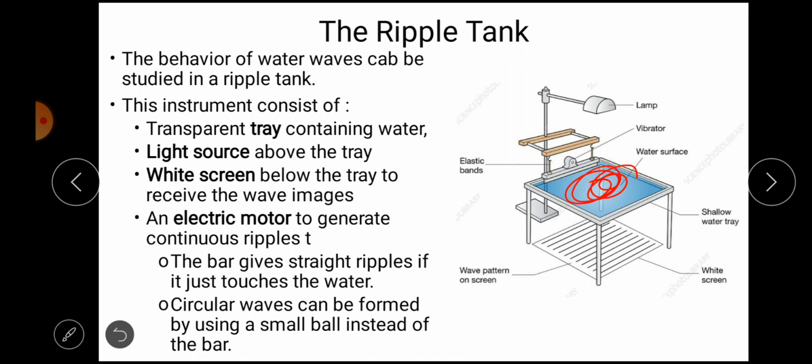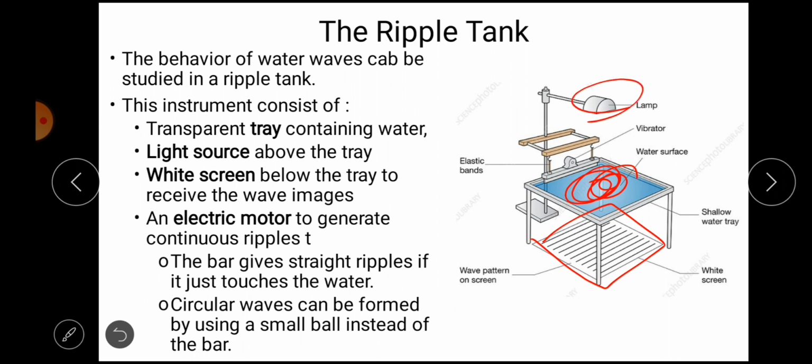Let me start afresh. So we generate the waves, and then to see those waves, we have to have what we call a white screen, down there at the bottom or below the tray. So the white screen is going to show the reflection of the waves that have been formed, because there is light above here.